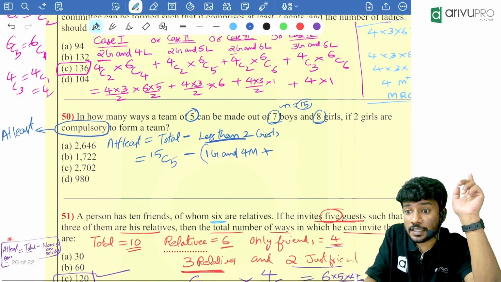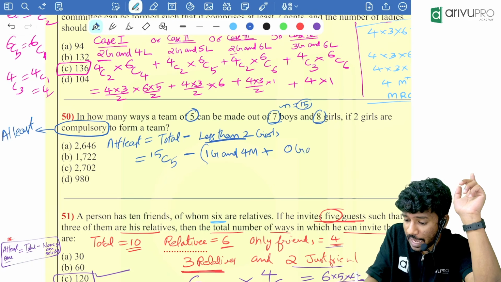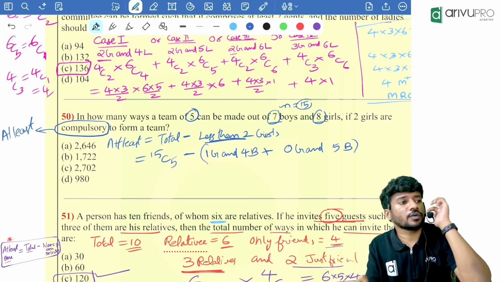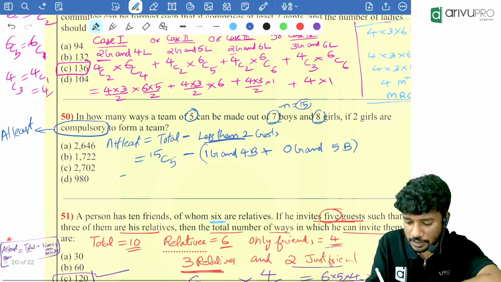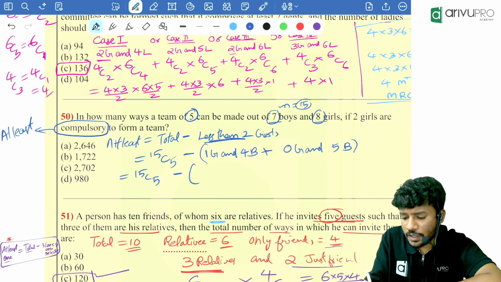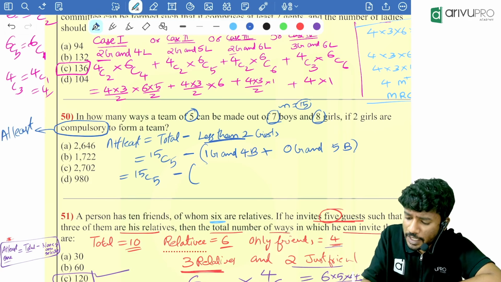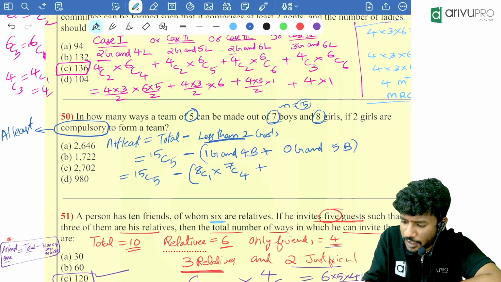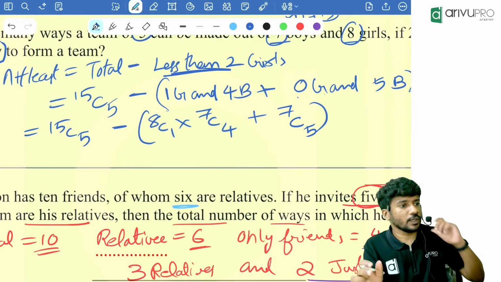What is the next possibility? Tell me. 0 girl, and how many men are there? 5 boys are there. Okay, this way you can do it and get me the answer. 15C5, I will write it now. 15C5 itself. Minus of 1 girl is chosen from how many girls? 8 girls. 8C1. And 4 boys are chosen from how many boys? 7 boys. Plus 0 girls, that means you can ignore it. 5 boys are chosen from 7 boys. 5C5. This is the way you will get the answer.